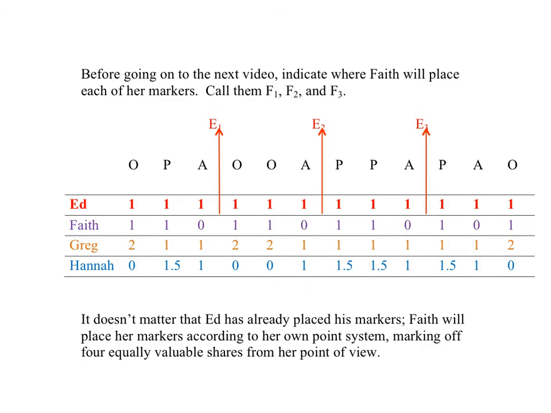Now, it doesn't matter that Ed has already placed his markers. Faith will place her markers according to her own point system, marking off 4 equally valuable shares from her point of view. If some of her markers happen to be in the same location as some of Ed's markers, there's nothing wrong with that. You should picture these items arranged along a table, and these markers are small pieces of paper or something that the players can slip in between the pieces of fruit.